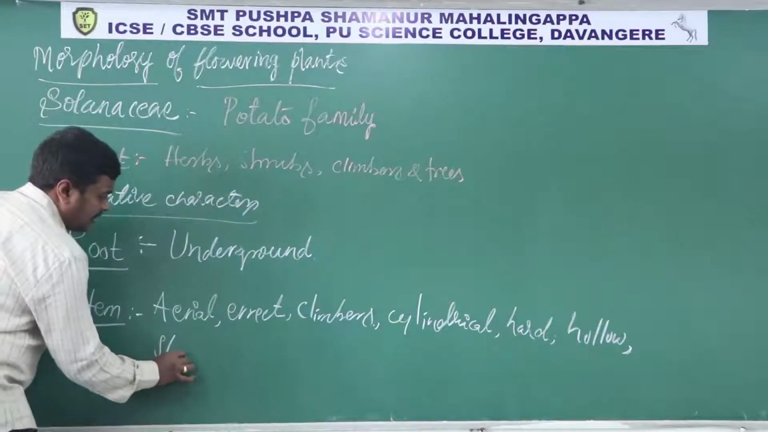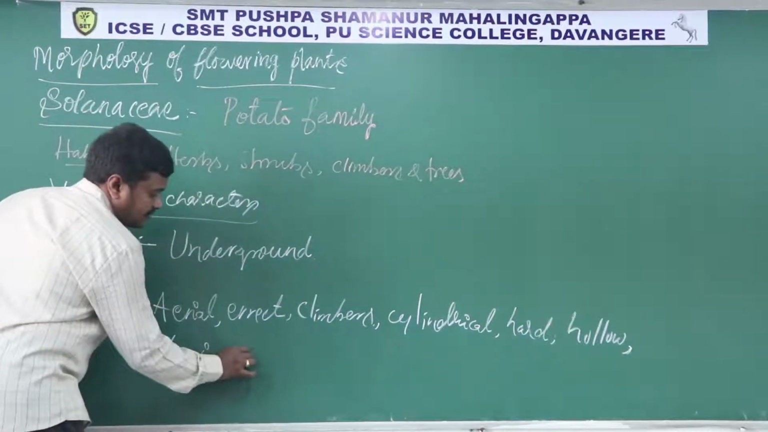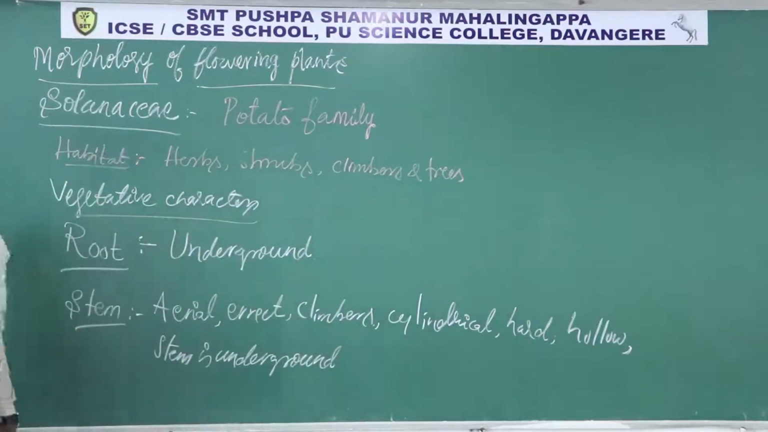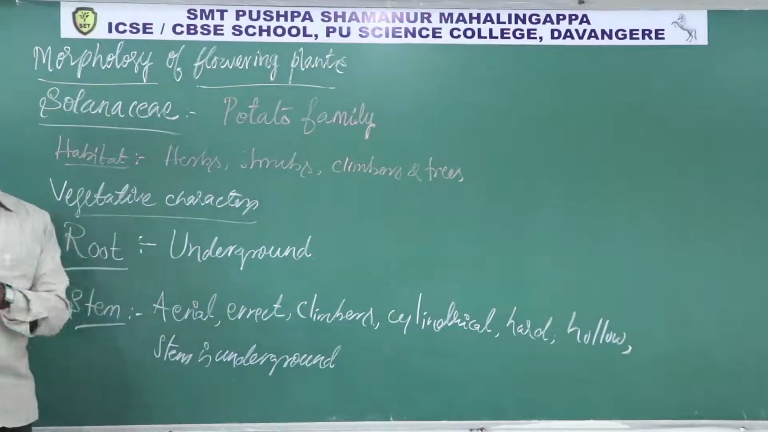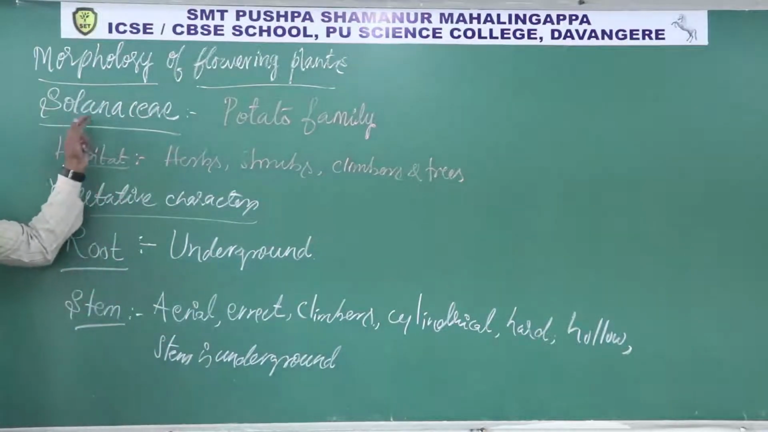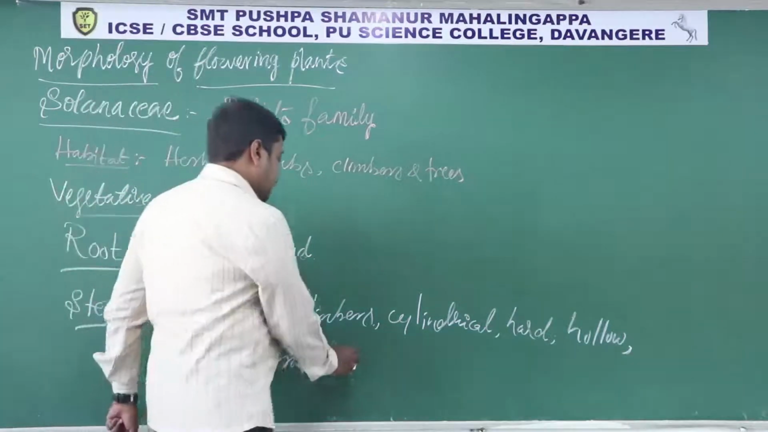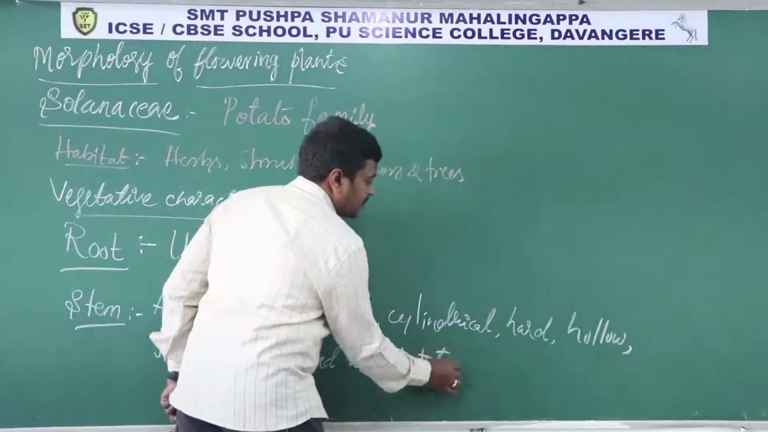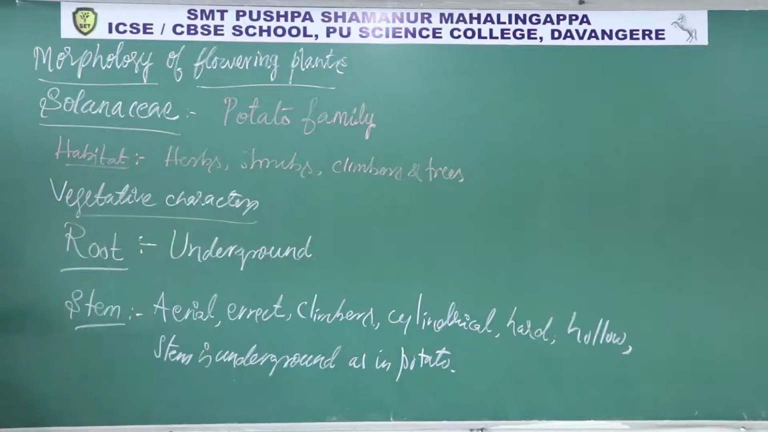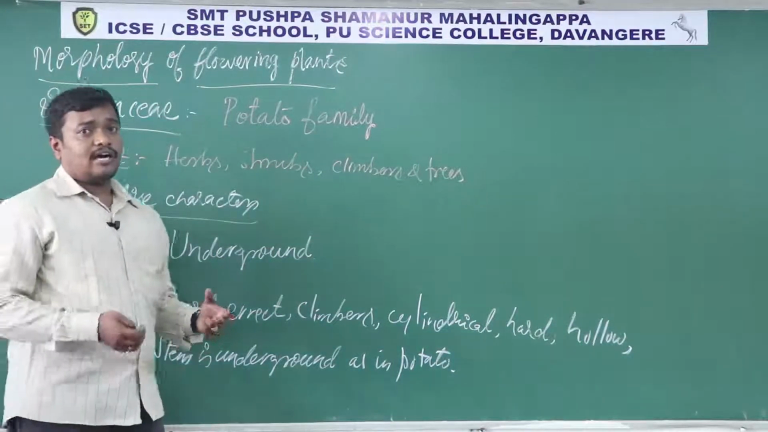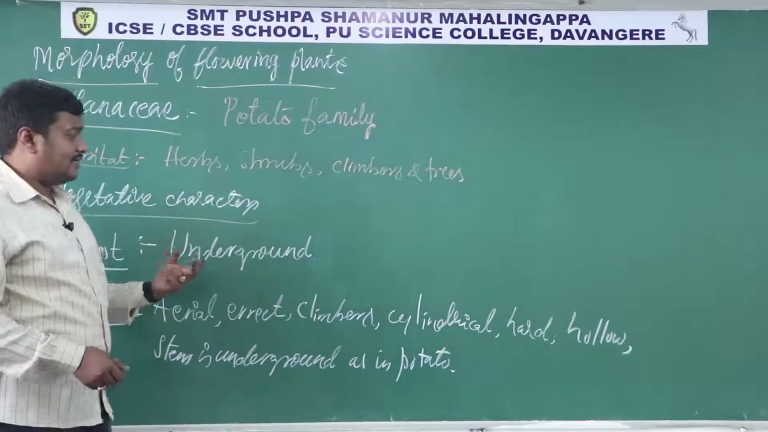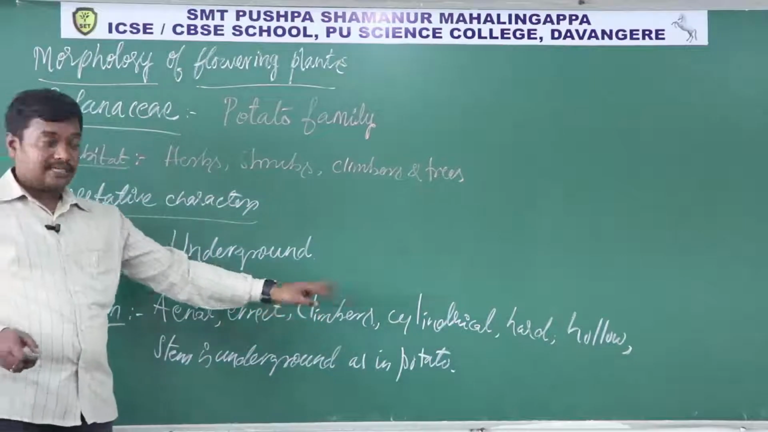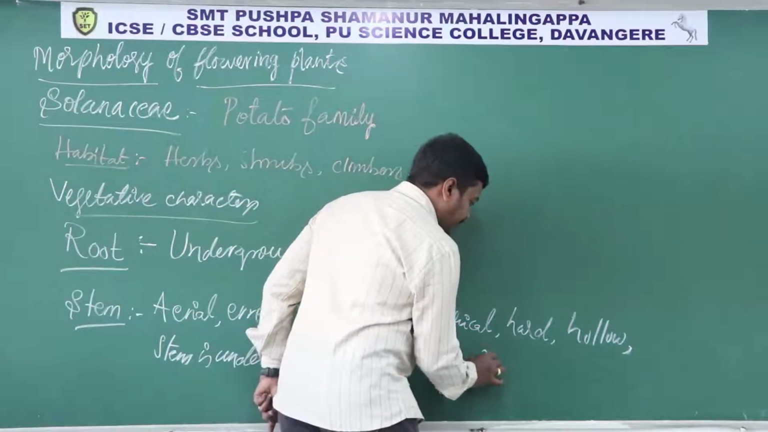And stem is underground. So it is not only aerial and erect above the soil; there is also stem inside the soil under the family Solanaceae. The best example is potato. In potato, an underground stem is present, so two types of stems can be seen there. The normal stem is present above the soil, and the modified stem is present under the soil. In potato it is called a tuber. The modification is called a tuber.